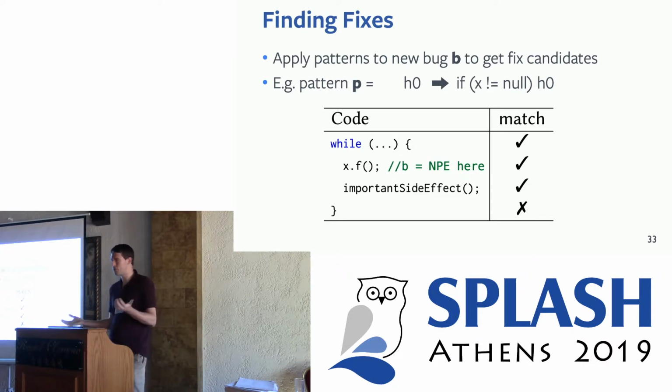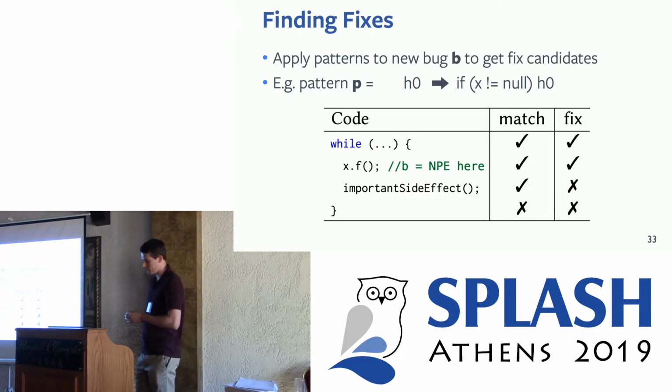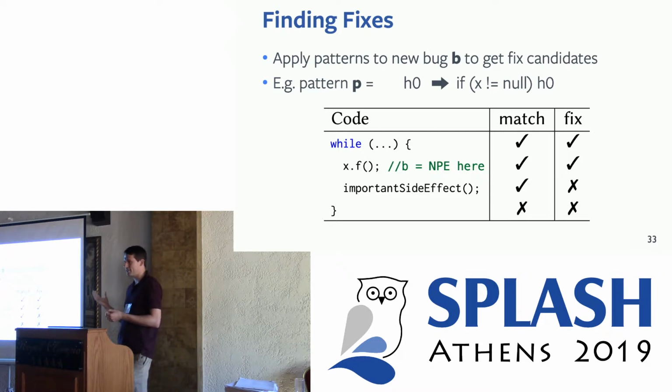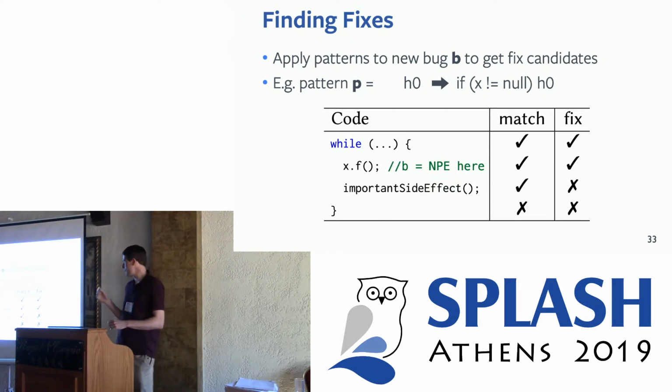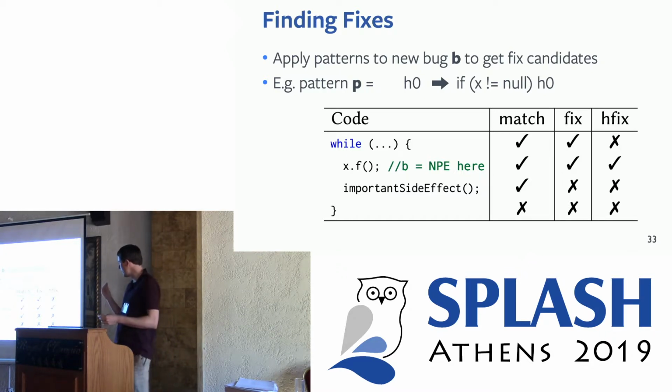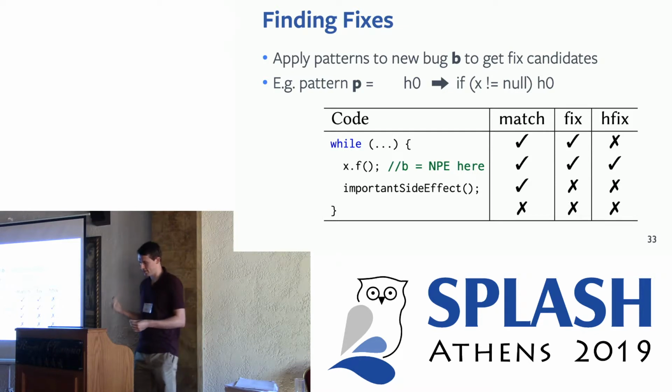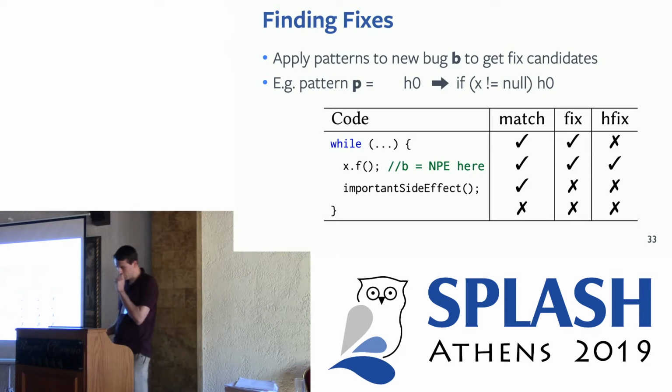Well, we could invoke the tool that said that there's a bug here in the first place, and that would probably tell us that if we wrap just this important side effect, that's not actually going to fix the bug. But if we wrap the entire while loop, well then, I guess that actually does mean this dereference won't happen. So technically that's a fix, but that's not really what we're after here, because a human would probably say there's this important side effect here. So I actually don't think wrapping the entire while loop counts. As a human, I think really just wrapping x.f is good. So what Getafix needs to decide here is hfix.